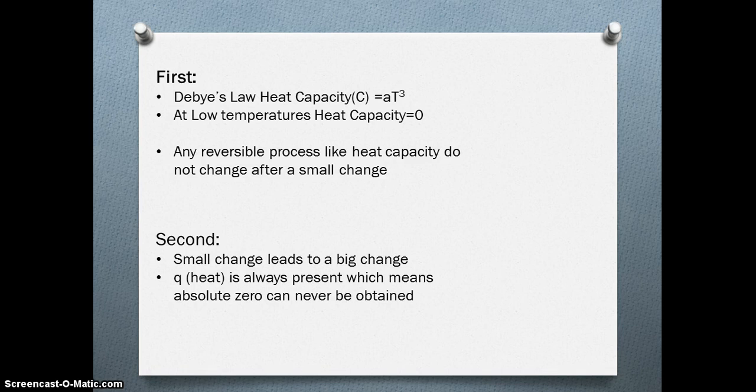So what happens is there's actually always some Q, or there's always some heat present within that system. So that's why absolute zero can never be reached, because there's always heat present. Because if we were to get that low, the reversible process law doesn't hold, it's not true. If we were to make an infinitesimally small change to that system, temperature would jump up to infinity, which is impossible.